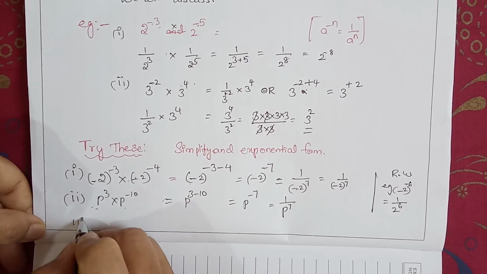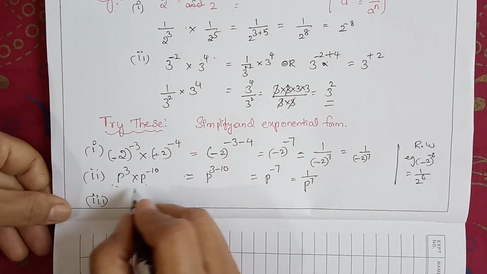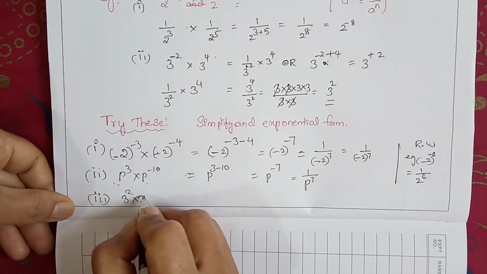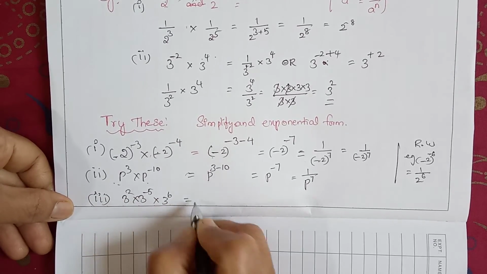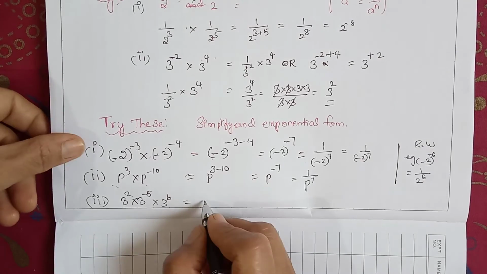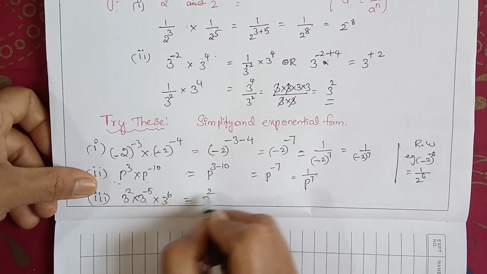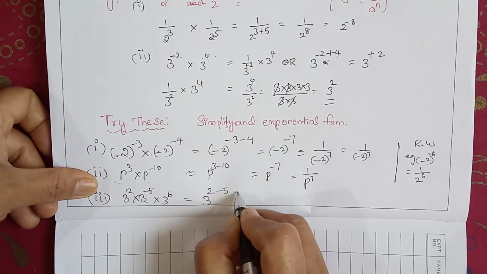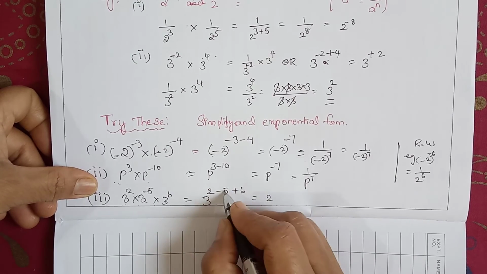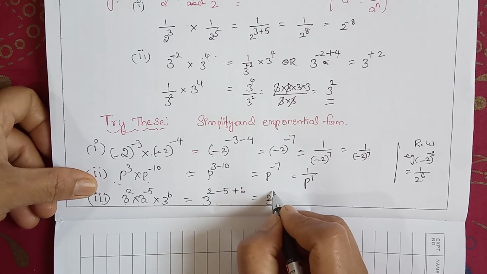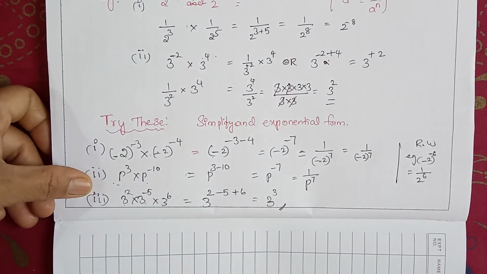The last one of these try these problems: 3 to the power of 2, 3 to the power of minus 5, 3 to the power of 6. Now all the bases are equal, children. We will add the powers: 2 minus 5 plus 6. First we add 2 and 6 to get 8. 3 to the power of 8 minus 5, how much? 3. These are the try these problems.